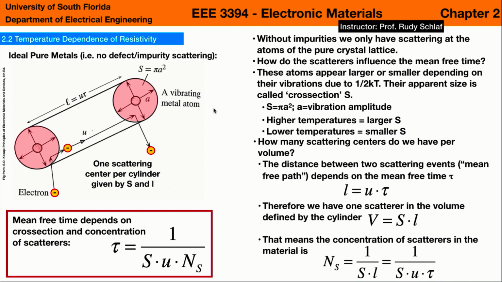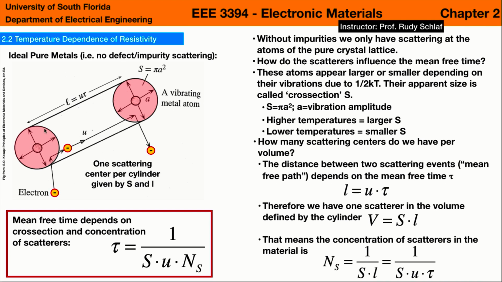Okay, let's try to figure out the temperature dependence of the conductivity or the resistivity. The first step is to figure out how the mean free time depends on the scattering events. Now for these considerations here, we assume we have an ideal pure metal, so there are no defects or impurities and all the scattering comes from the lattice atoms.